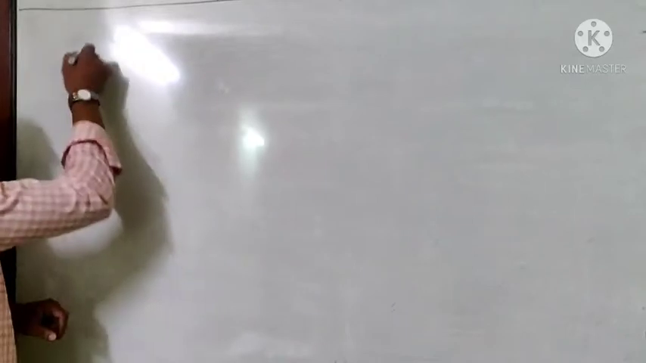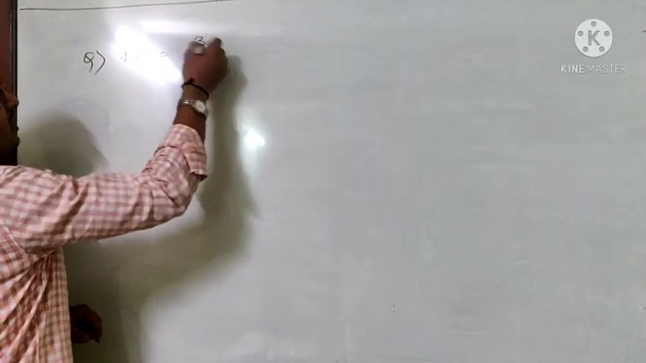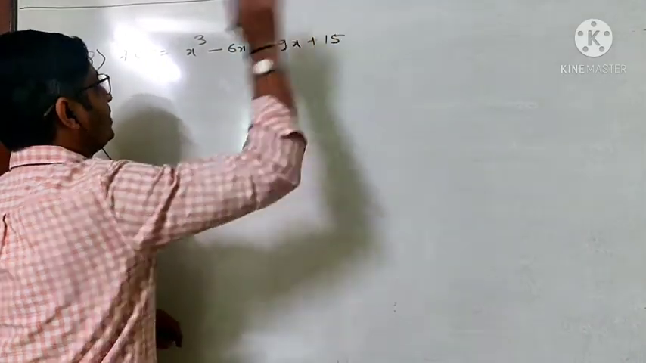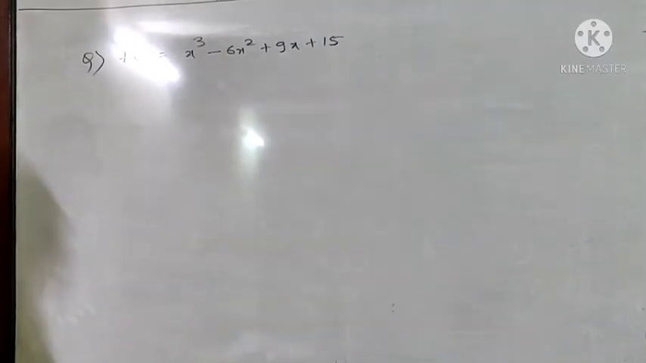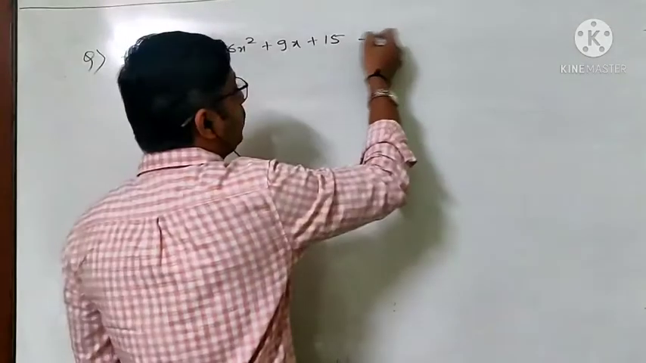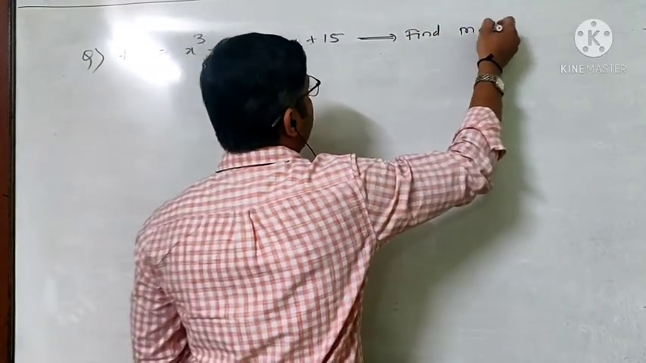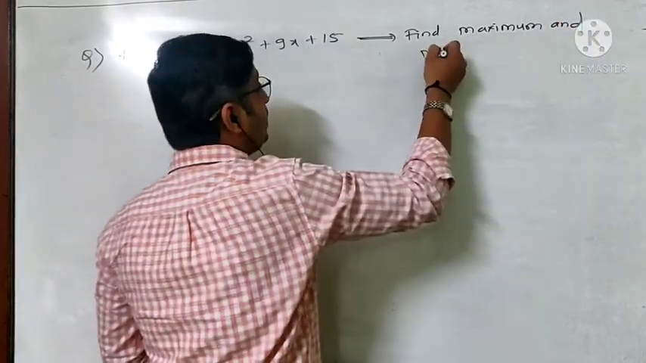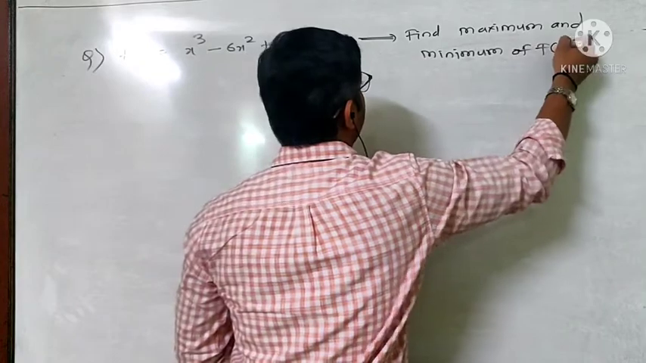Suppose they have given us a function, x cubed minus 6x squared plus 9x plus 50, something like this. There is a function. In this function, they have told us to find the maximum value and the minimum value of the function.